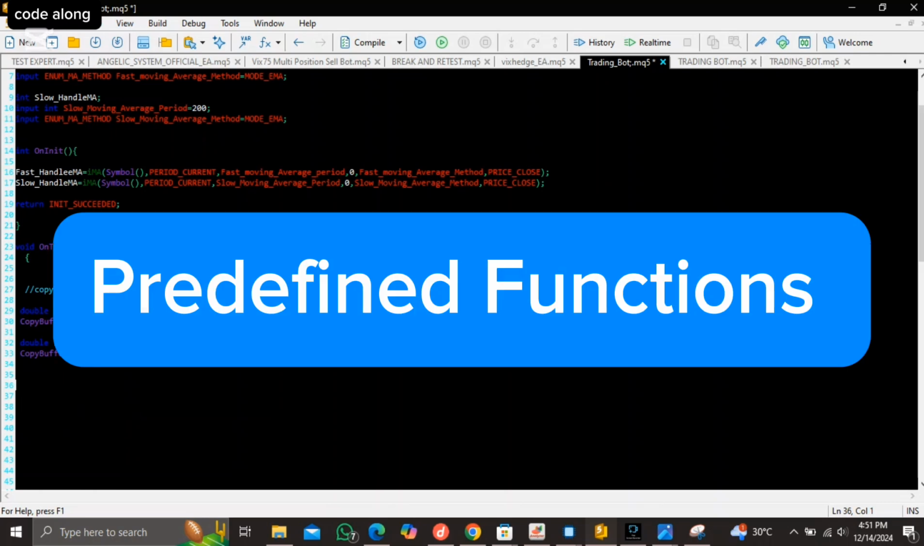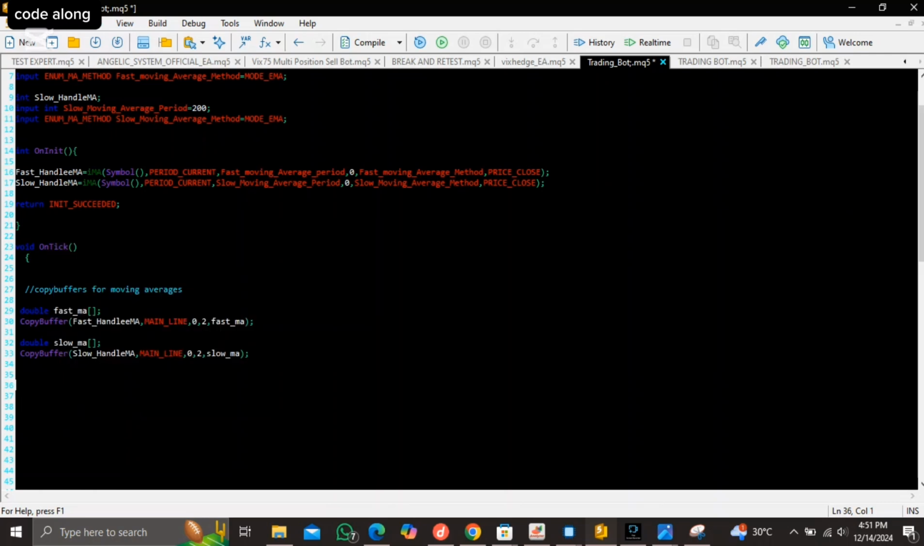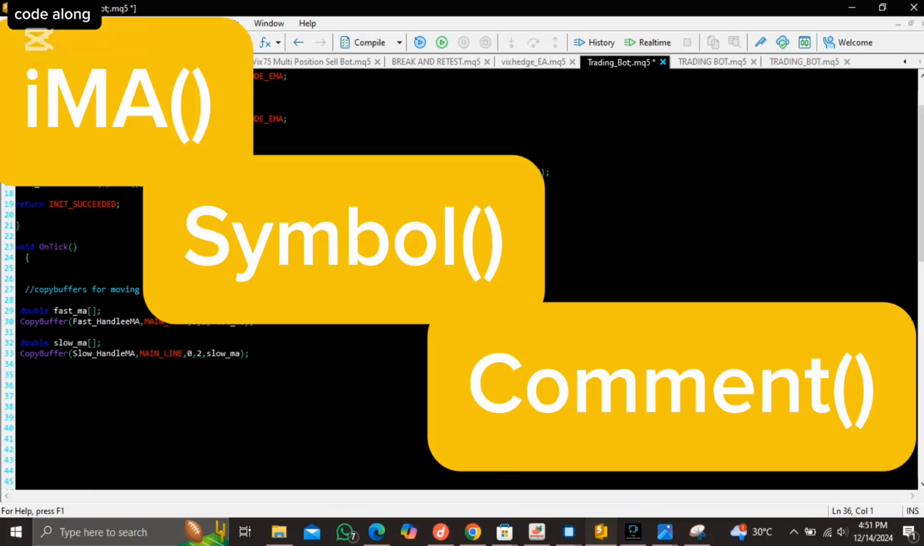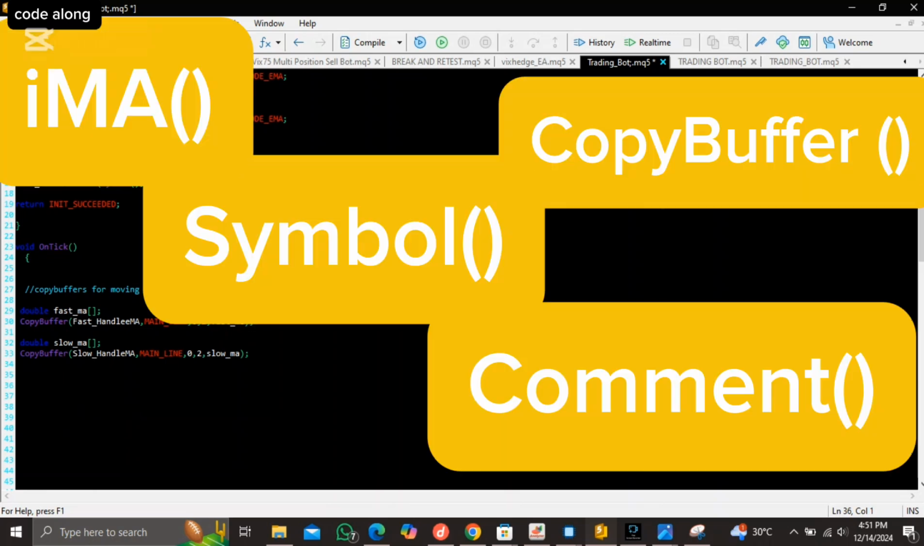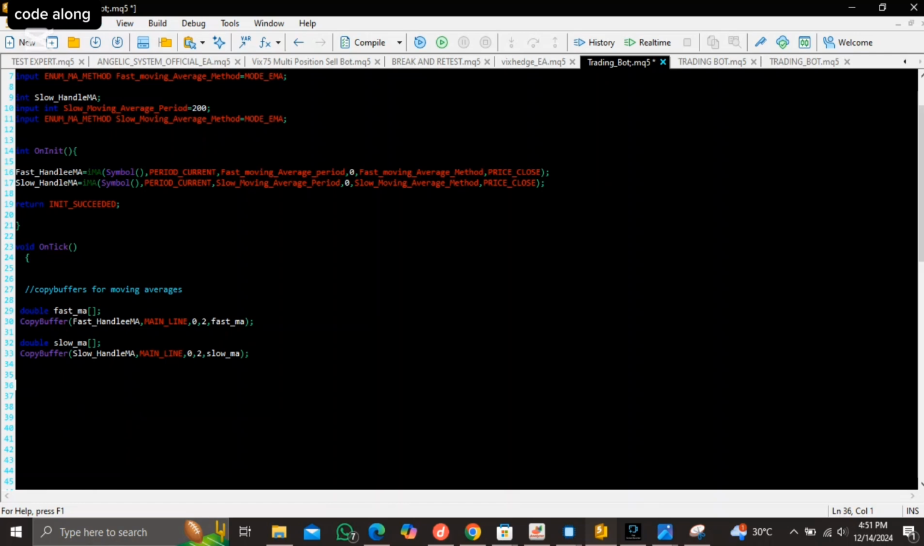Predefined functions. In the previous modules, we used predefined functions in MQL5, such as iMA, Symbol, Comment, and CopyBuffer. But what exactly are predefined functions, and how do we use them in our code? A predefined function is a block of code that performs a specific task and is already built into the MQL5 language. These functions can be used to simplify our code and make it more efficient.